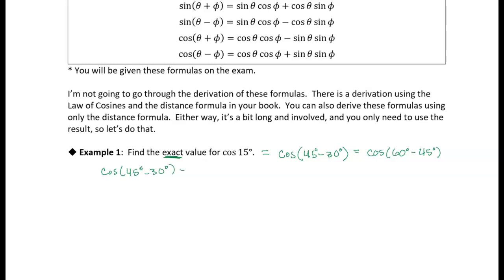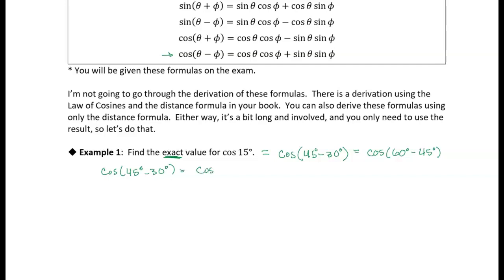Okay. So I'm going to come up here to the sum and difference formulas. You can see this one here. Cosine of theta plus phi is cosine of theta times cosine of phi plus sine of theta times sine of phi. Okay. Now in this case, the first angle, theta, is 45 degrees, and the second angle, which is phi, is 30 degrees. So we're just going to substitute those values in.